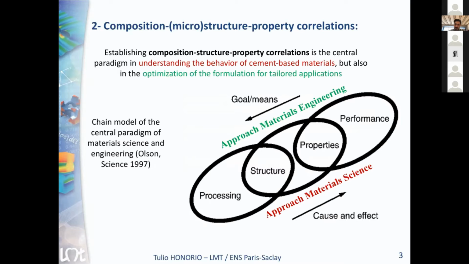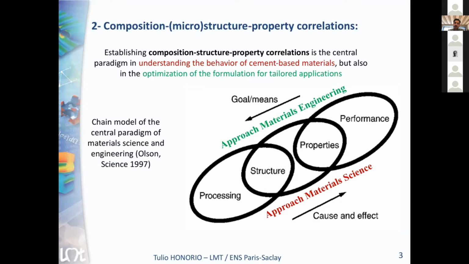So what we want to do is to establish this kind of correlation between the composition, the microstructure of the material, and the properties that the material may have or should have. We can look at this correlation both ways, in a way in which we try to understand the behavior of the material, looking at the composition and the microstructure, to understand why the material has a given behavior, why it's cracking under certain conditions.